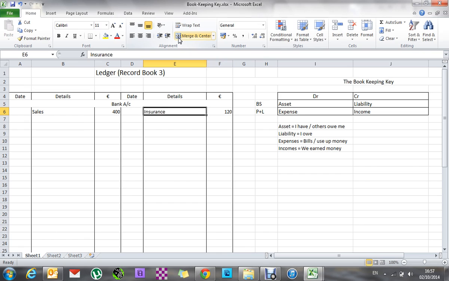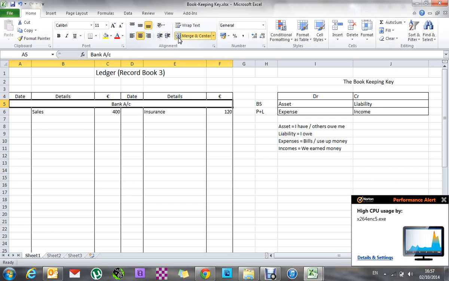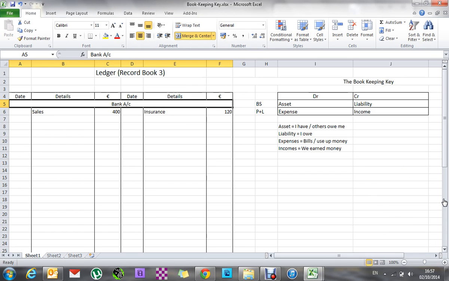Now, why is it on the right hand side? This bank account, okay, is an asset account. It's an asset because it's something I have. So therefore, the plus side of this asset account is going to be on the left side. Okay, the minus is going to be on the right side.